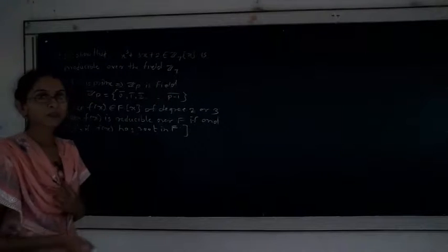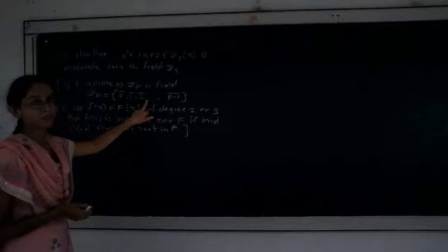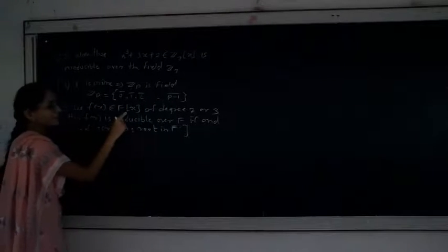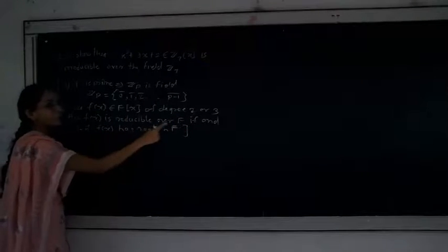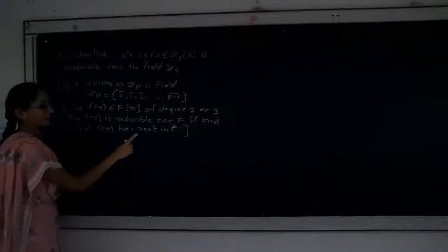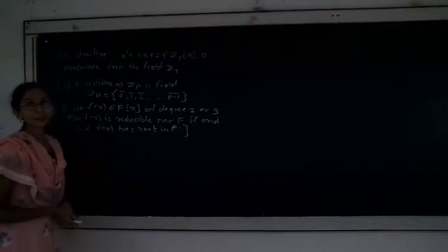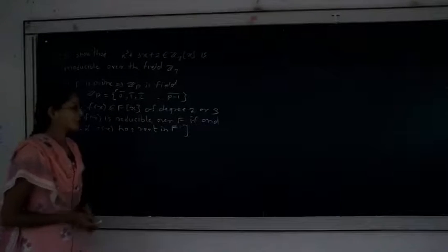If P is a prime number, then Z_P is a field, the set of all P minus 1 residue classes modulo P. And if f(x) is a polynomial of degree 2 or 3, then f(x) is reducible over F if and only if it has a root in F. Now our polynomial is of degree 3. It is defined over the field Z7.